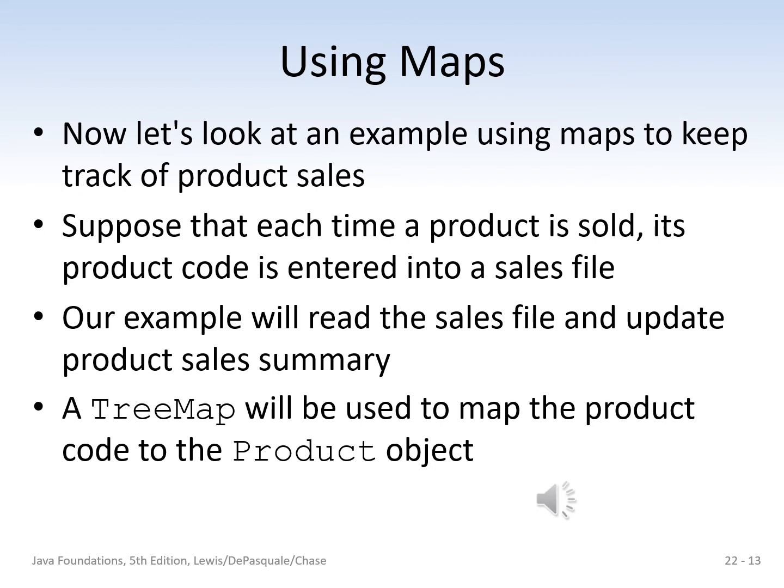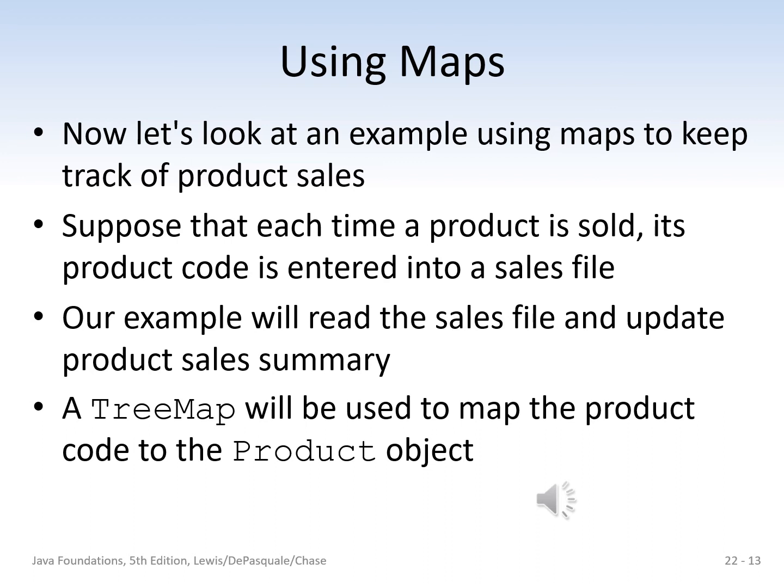Now we're going to take a look at a program implemented using maps to keep track of product sales. And I just want to remind you that a map is a collection that establishes a relationship between keys and values. So we're going to have a key for each value. Suppose that each time a product is sold, its product code is entered into a sales file. Our example is going to read the sales file and update a product sales summary.